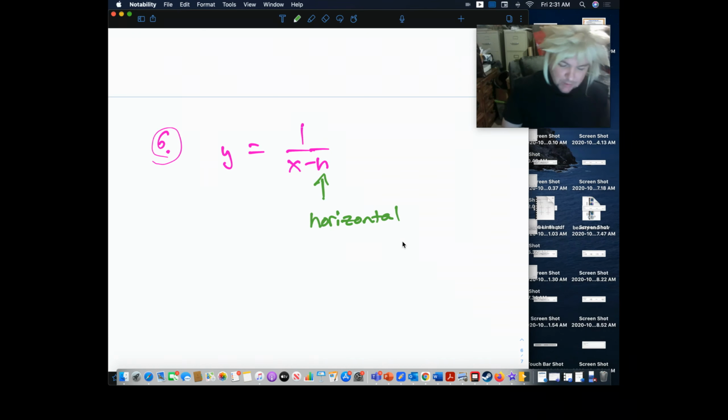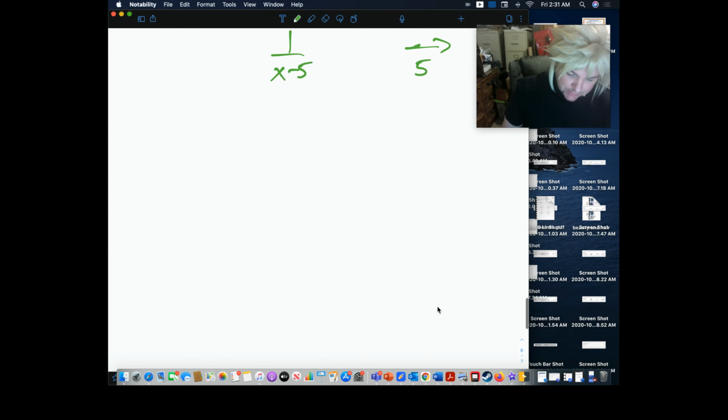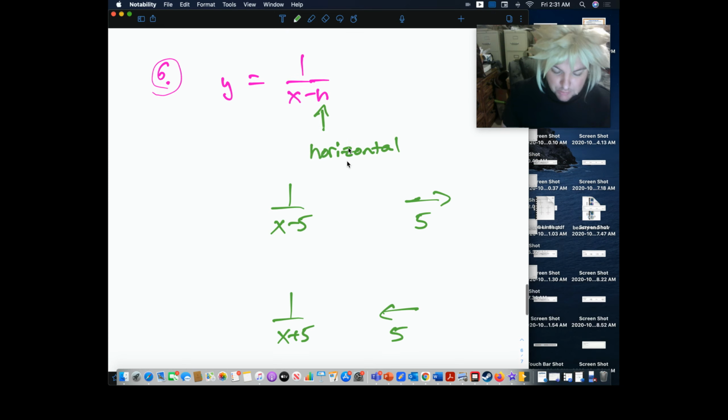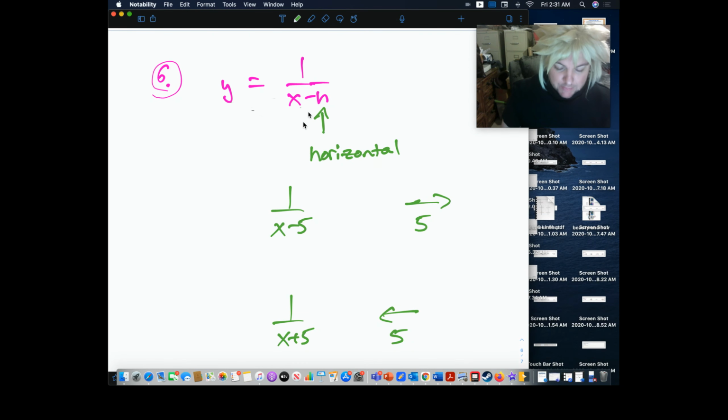So if you had something like 1 over x minus 5, that's going to shift you to the right 5. And if you have something like 1 over x plus 5, that's going to go to the left 5. So that's the only distinction you want to make sure you realize. But you will have some questions like this in the future, so make sure you're cool with this. All right, time for some victory.